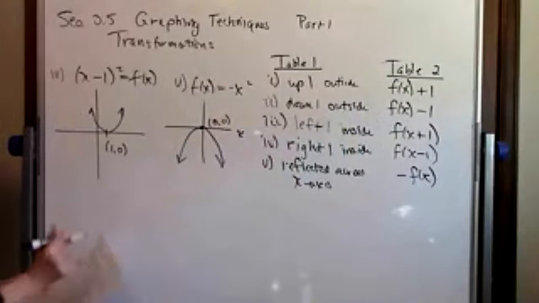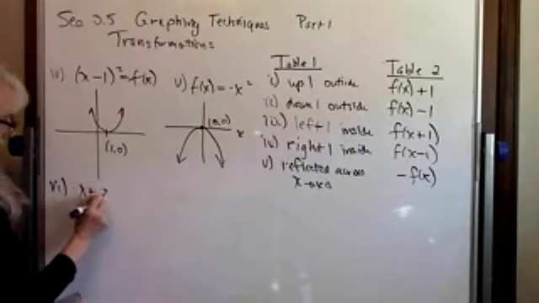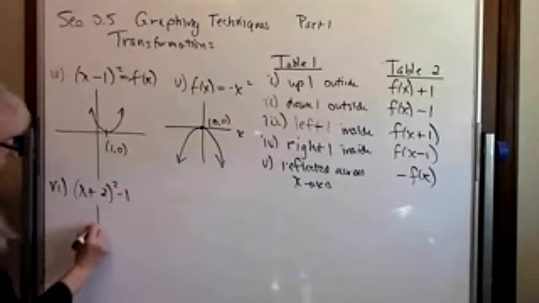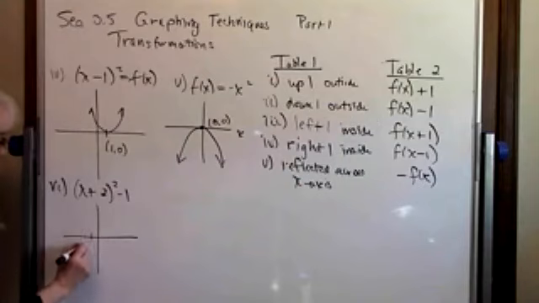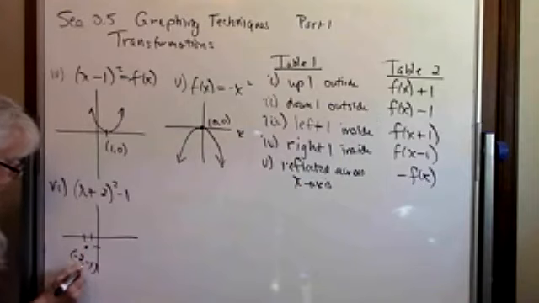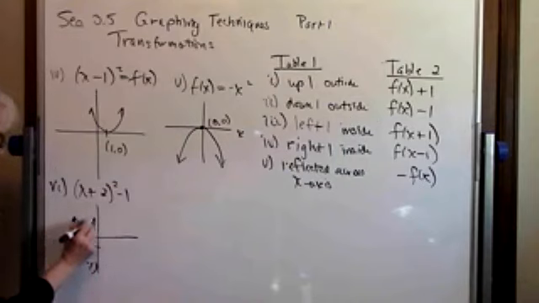For part 6, we're going to combine things together. It says x plus 2 quantity squared minus 1. So when you graph that one, what you'll see is that it's been shifted to the left and down. So the anchor point is now here at negative 2, negative 1. And it looks something like that.